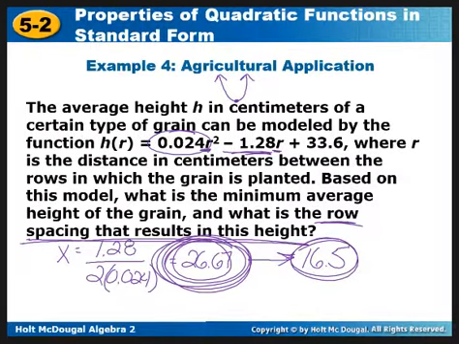We already said this 26.67 represents the spacing that would give me the minimum average height, which this is going to be. So basically, the X coordinate of your vertex represents the row spacing. The Y coordinate, which is going to be your minimum, represents the minimum height of the grain that needs to be planted.